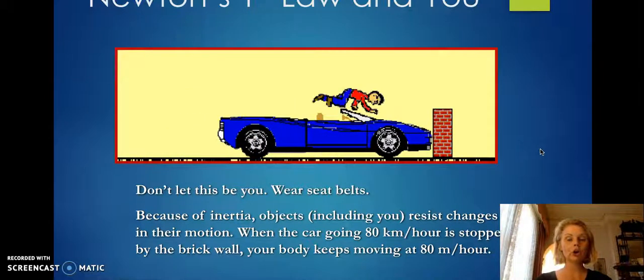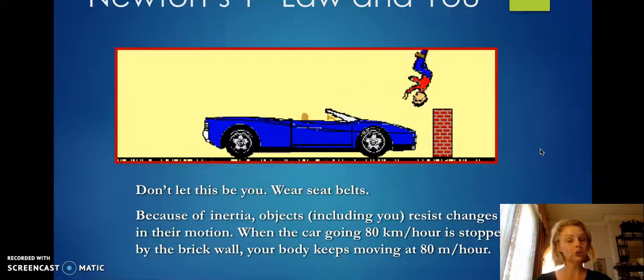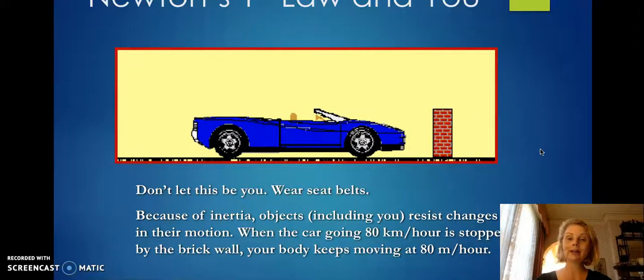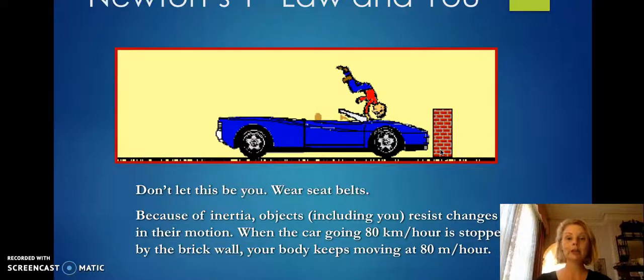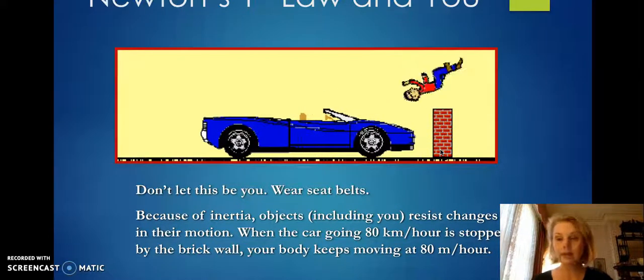So because of inertia, objects, including you, resist changes to your motion. So if the car is going at 80 kilometres per hour and it's stopped suddenly, like by this brick wall, you keep going at 80 kilometres per hour. So wear your seatbelt.